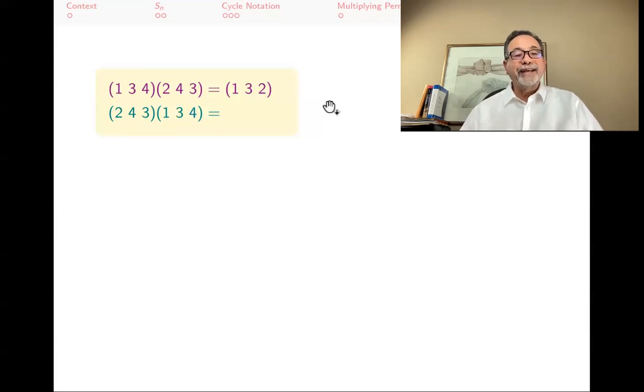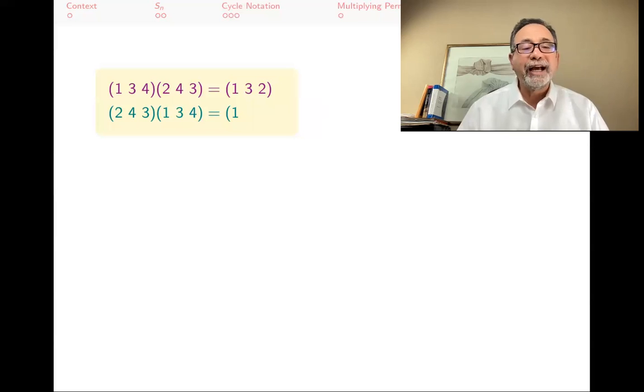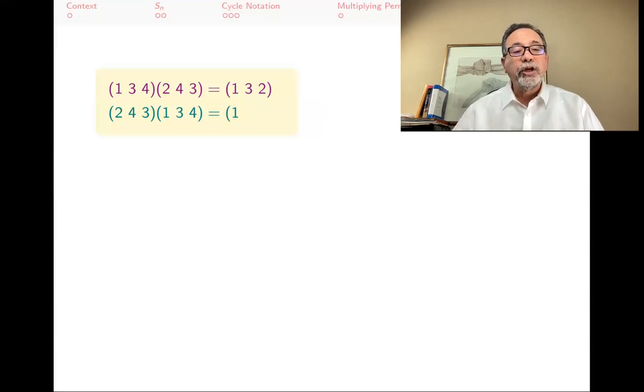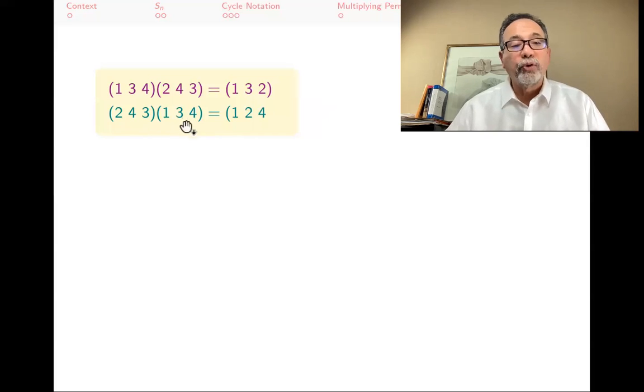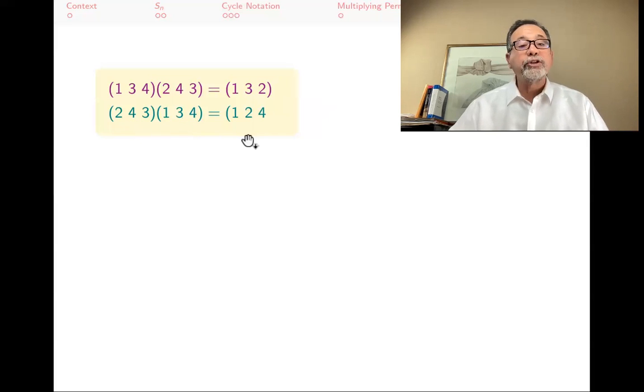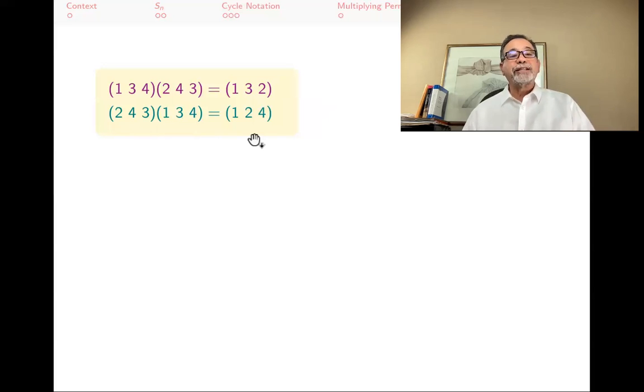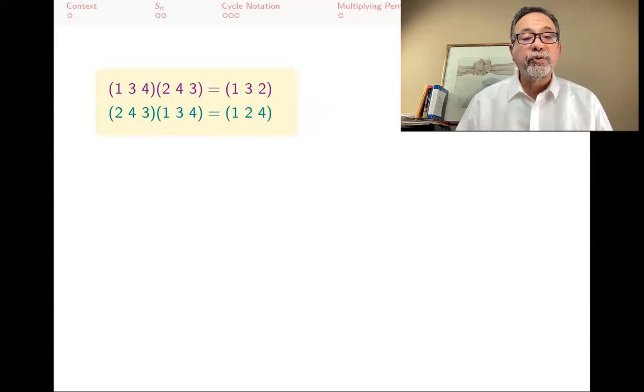If you multiply it the other way, 243 times 134, where does 1 go? Well, 1 goes to 3, then 3 goes to 2. So 1 goes to 2, 2 goes to 2, and then 2 goes to 4. And where does 4 go? 4 goes to 1, and 1 goes to 1, so 4 goes back to 1. And you can check that 3 is fixed. 3 goes to 4, 4 goes to 3, and we're done.